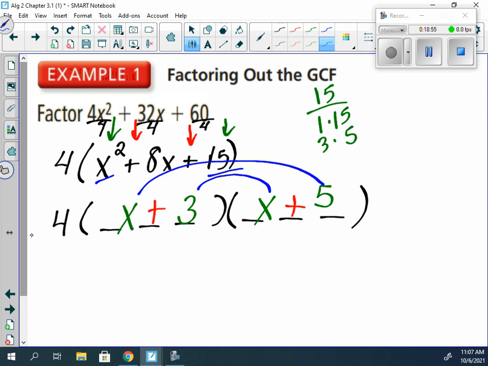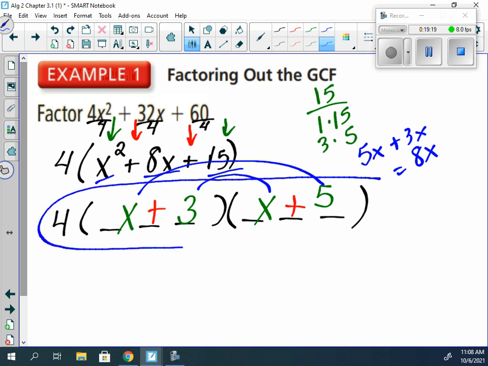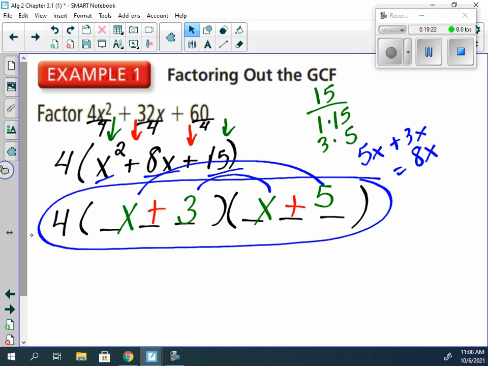So we're looking at the middle term. x times 5 is 5x. 3 times x is plus 3x. And 5x plus 3x is 8x. Is that the middle term that we want? Well, yeah, that's the middle term that we had before we factored it. So that is correct. So this is the correct factorization of our x squared plus 8x plus 15, or it's the complete factorization of our 4x squared plus 32x plus 60. And we get this here.